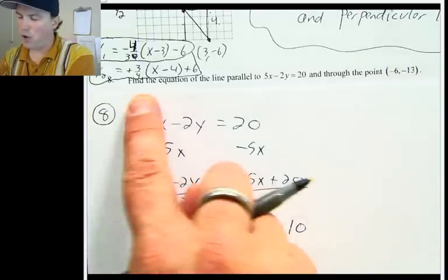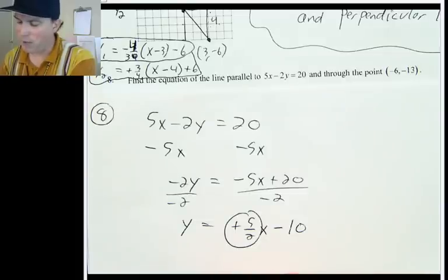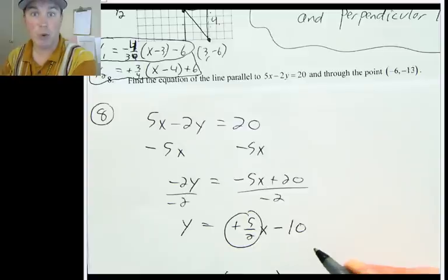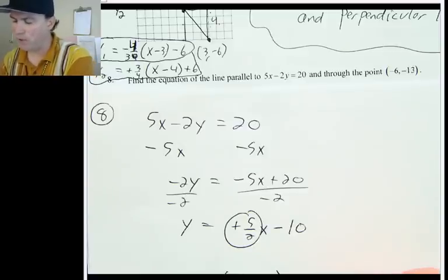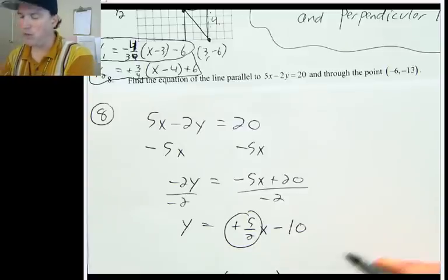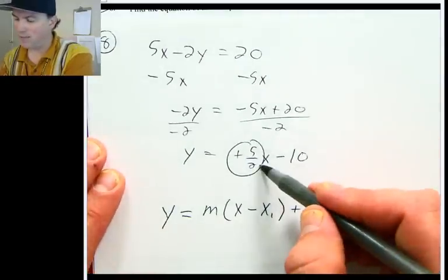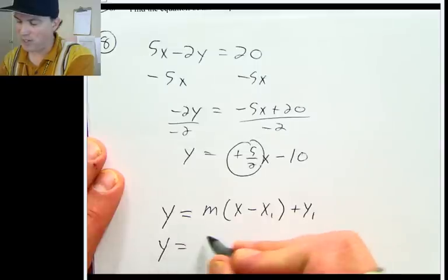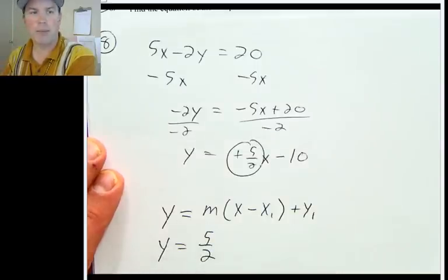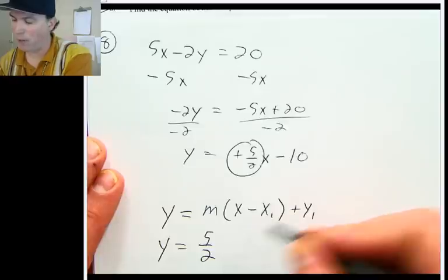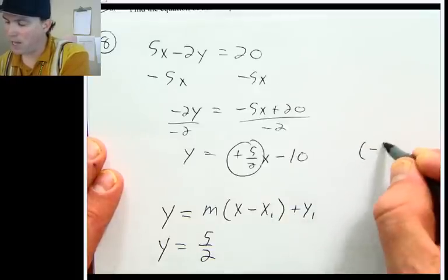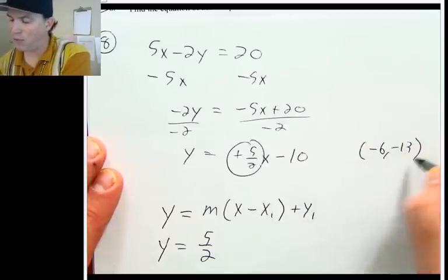Now, I want the equation of a line parallel to that one. And as we've talked about, parallel means that the slopes are equal. Don't use the word same, use the word equal. The two slopes are equal. So if the slope of our first line is 5 over 2, the slope of our second line must also be 5 over 2 because of the whole parallel. And then I also needed to pass through the point negative 6, negative 13.